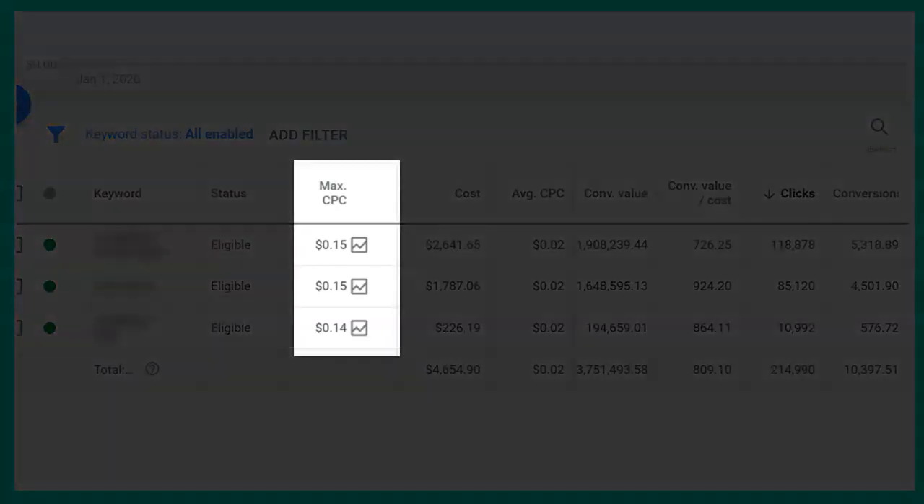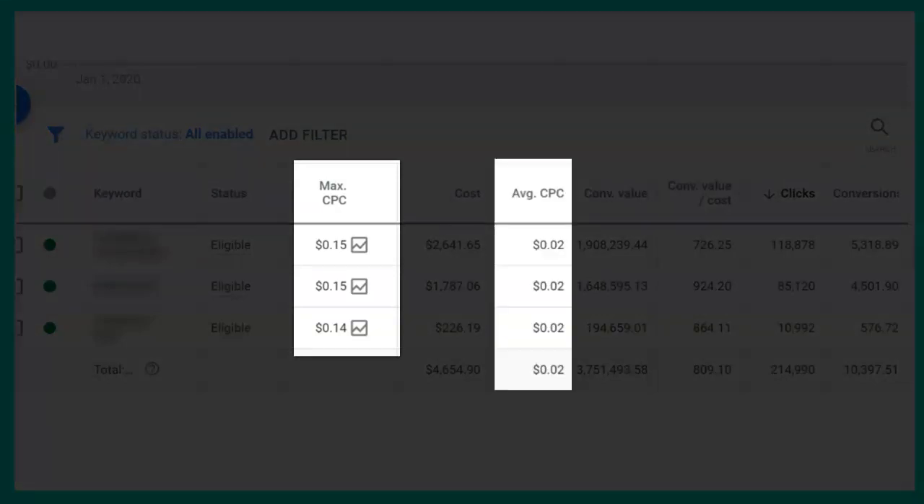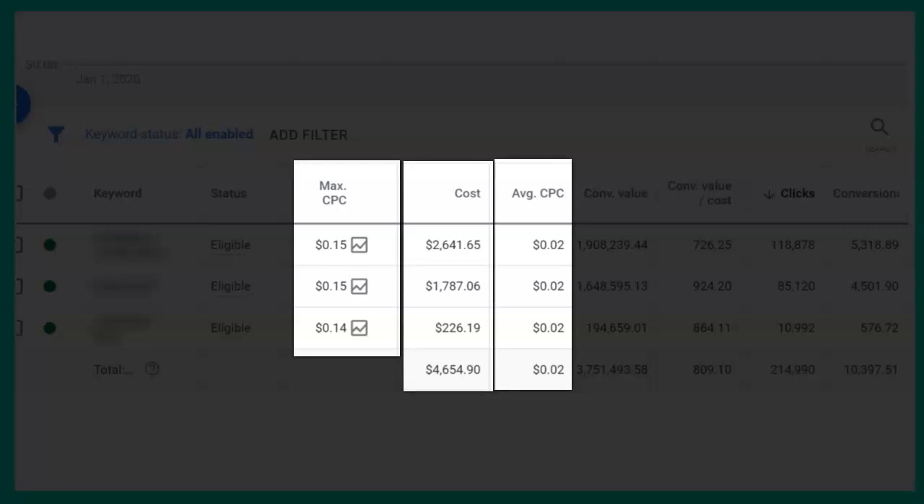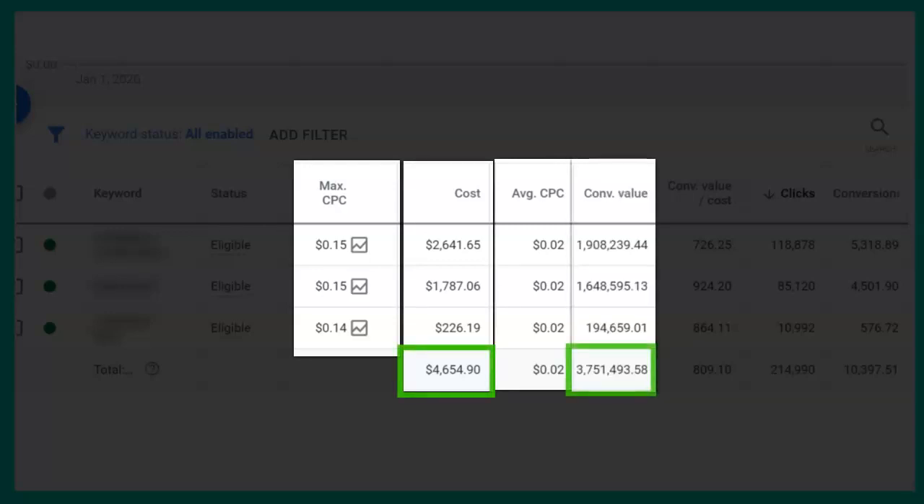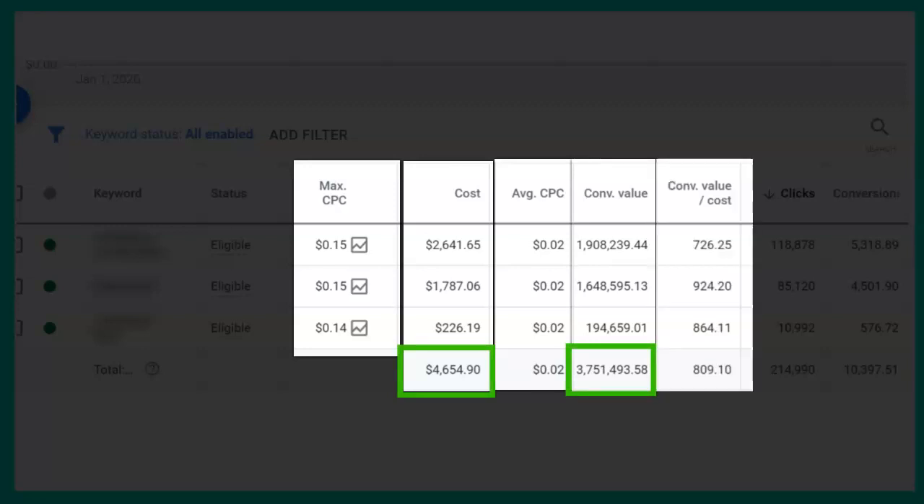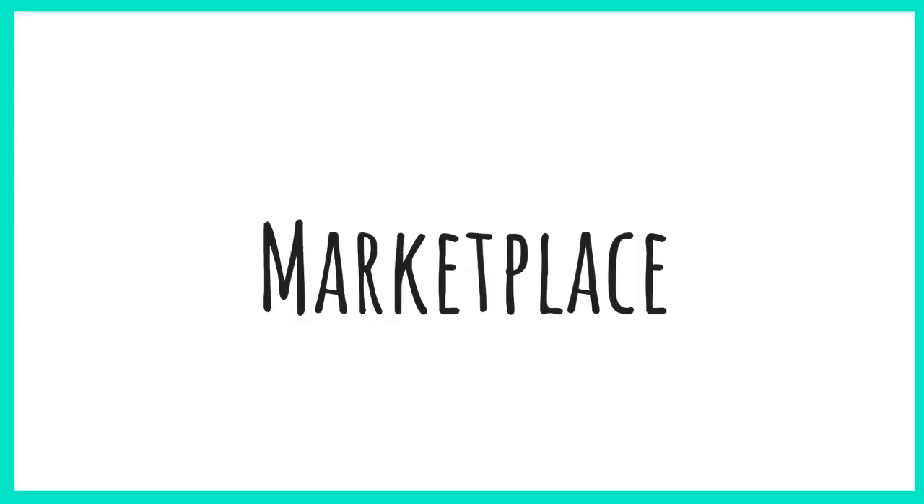So here's a client where we have a bid of 15 cents a click. We're not willing to go higher than that, but we're only paying an average of 2 cents a click. So year-to-date spend on this keyword set is less than $5,000. Revenue is $3.7 million. That means for every dollar they spend on clicks, they made over 800. Sometimes cheap clicks are very profitable. On the flip side, sometimes more expensive clicks aren't very profitable.